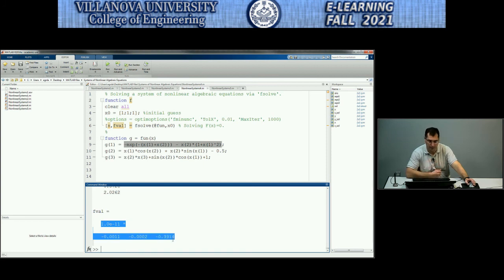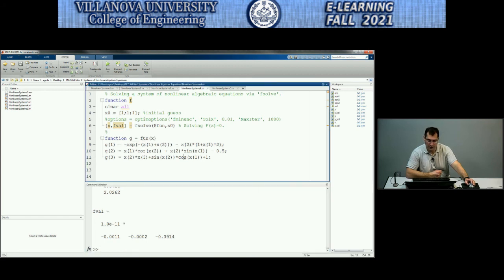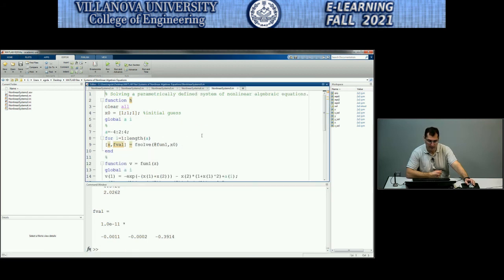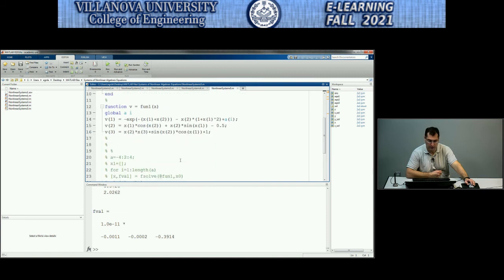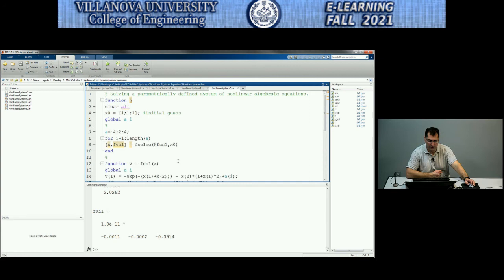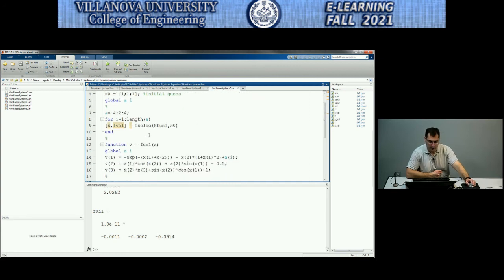In MATLAB language, it is viewed as 0. Okay, so this is how you implement the fsolve command. And my next example is how to use the fsolve command to solve parametrically defined systems of equations. So we're going to capitalize on everything we have discussed earlier.